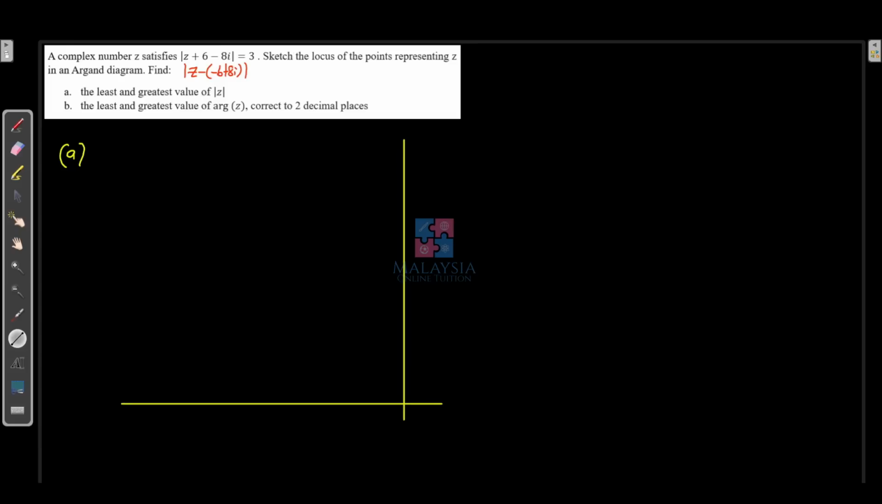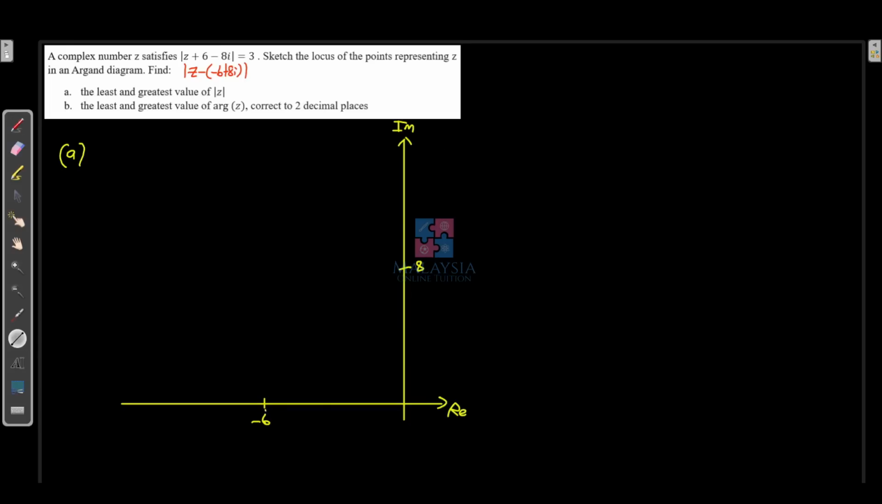Okay, we don't have to write the positive x side at all. So negative 1, negative 2, negative 3, negative 4, negative 5, negative 6. Just approximate. And then 1, 2, 3, 4, 5, 6, 7, 8. Somewhere here. So this is the imaginary axis. This is the real axis.